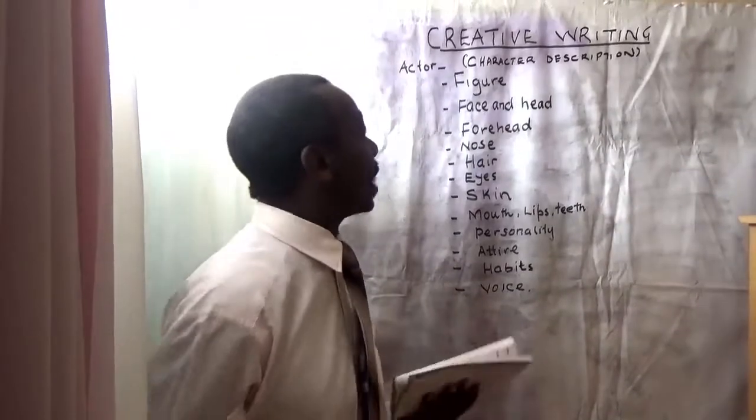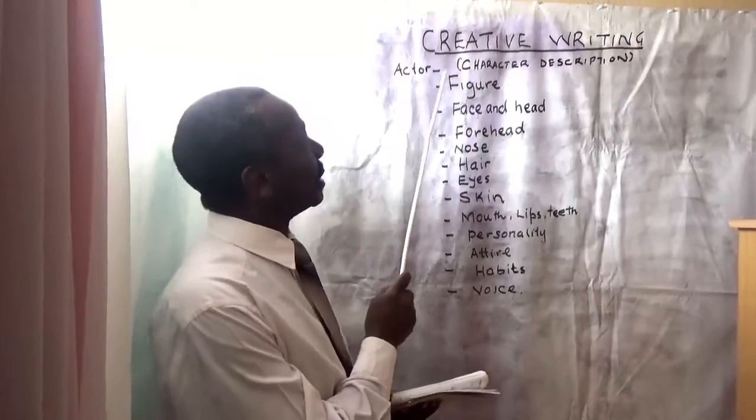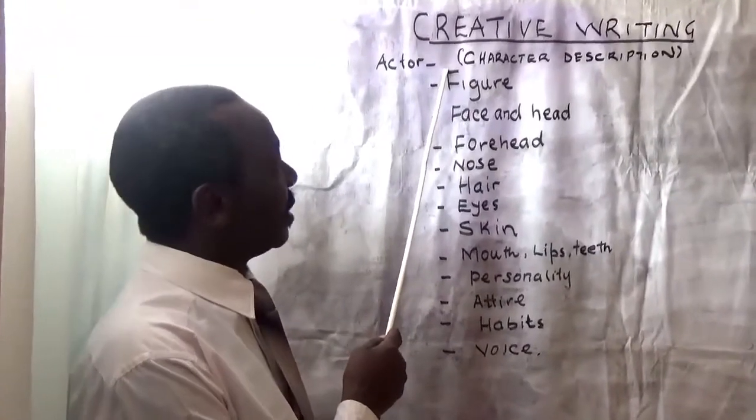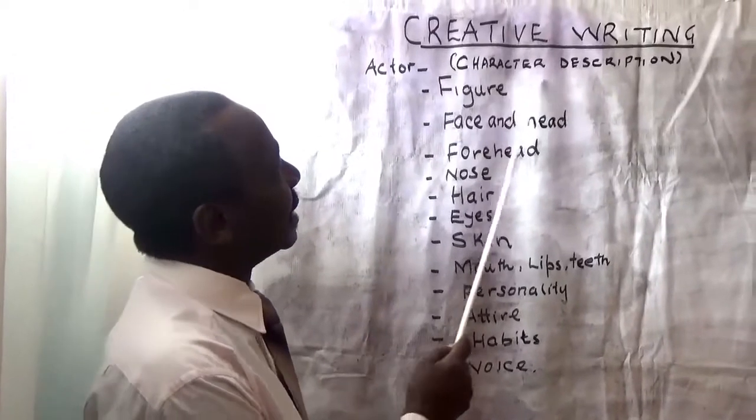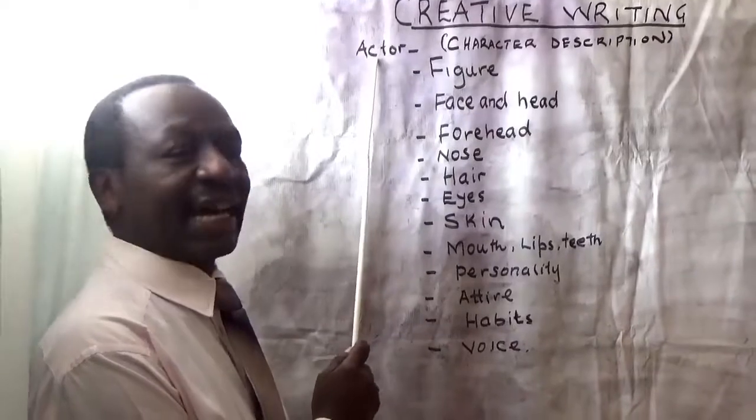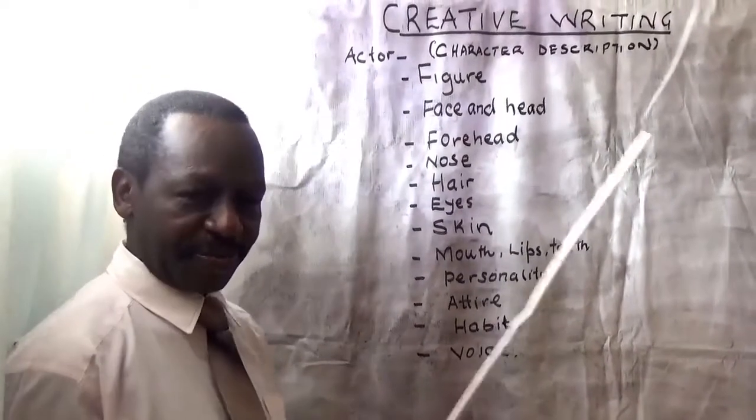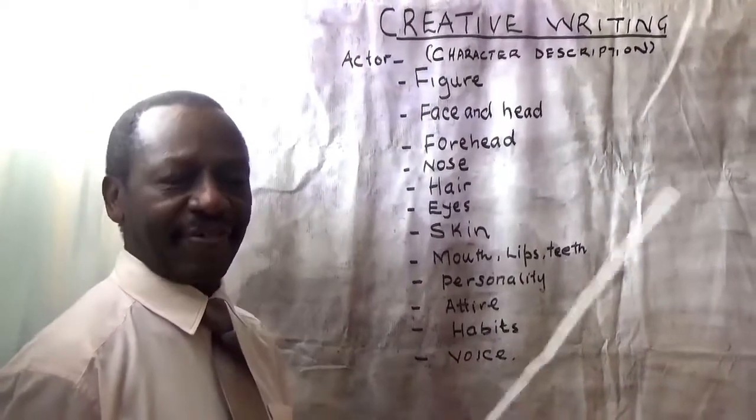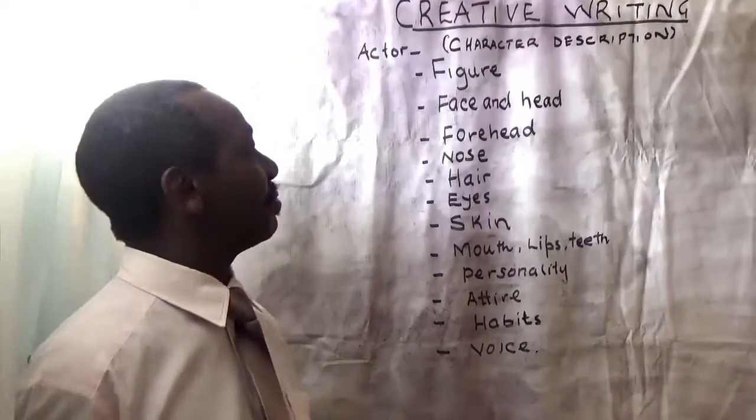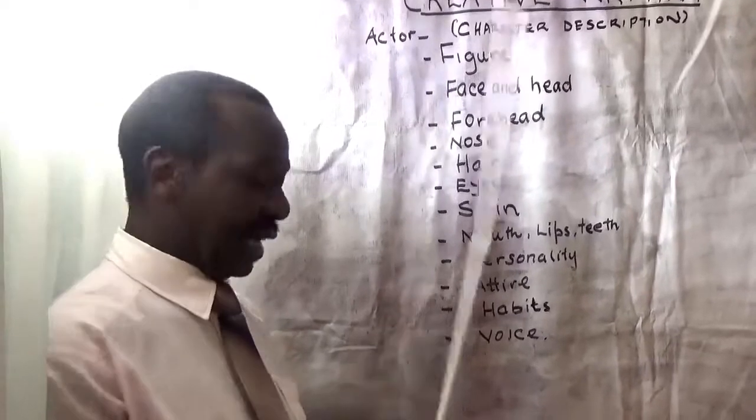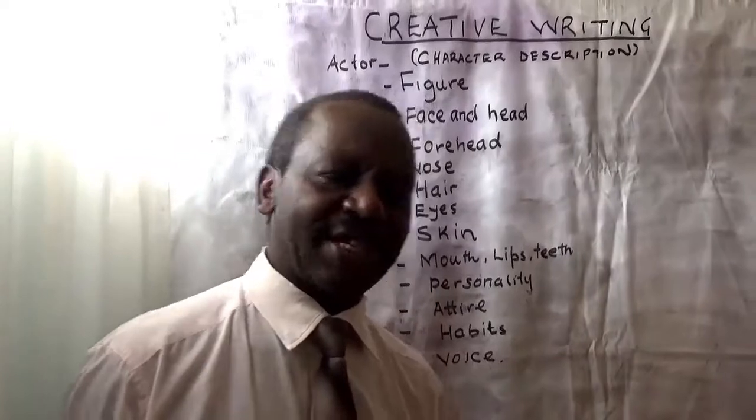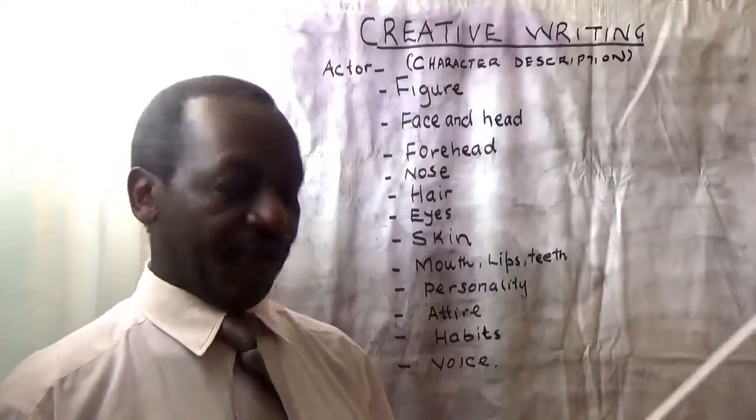And for this reason, today we are going to look at one segment of making creative writing interesting, which is the character description. The character is actually the actor in your story. And what does this character have that you must put in your writing to make it clear? One, the character has a figure. And what are some of the things that you should describe about the figure of your character?